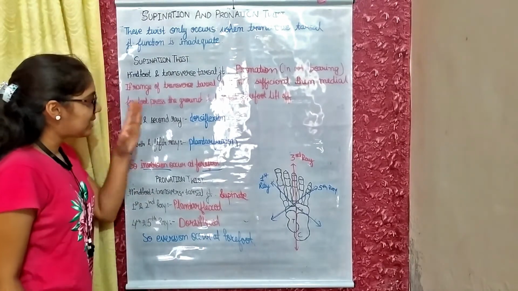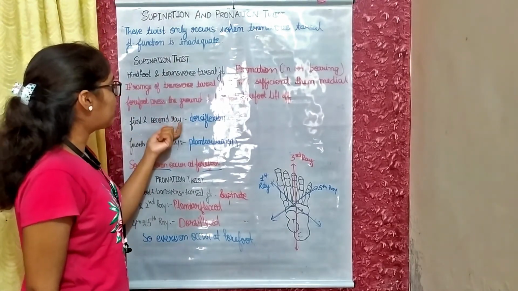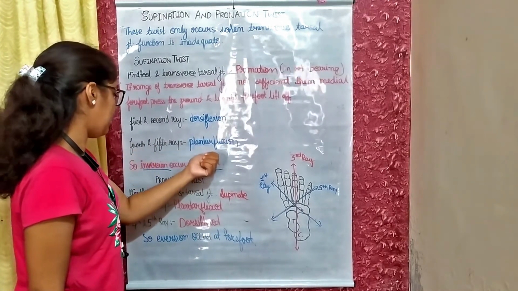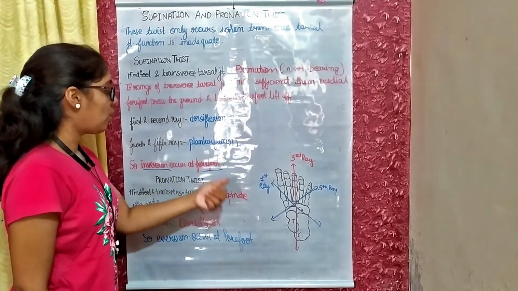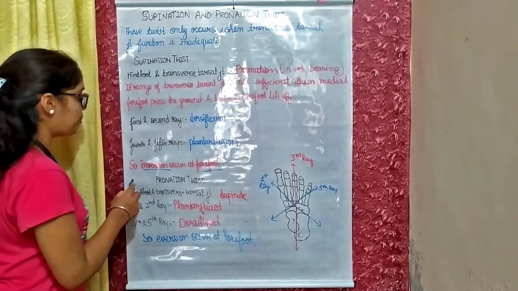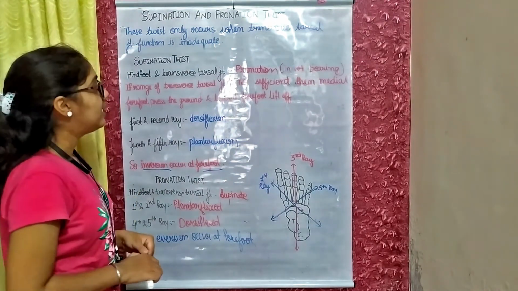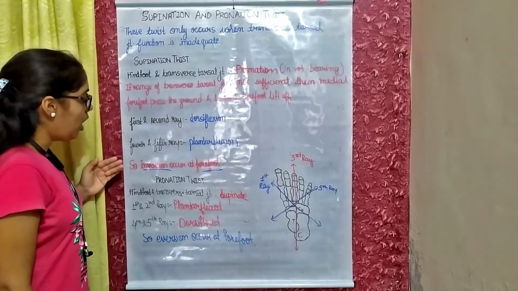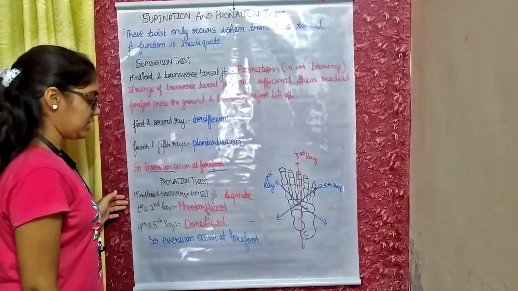Now, to compensate this, the first and second ray will dorsiflex, while the fourth and fifth ray will plantar flex. So, inversion occurs at the forefoot, or supination occurs at the forefoot. That's why it is known as supination twist. Now, the opposite occurs in the pronation twist.